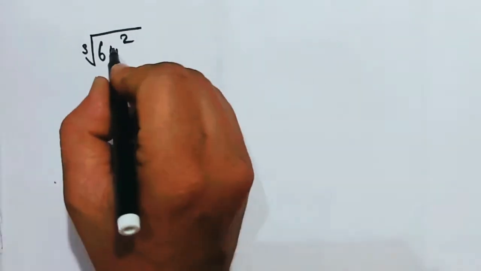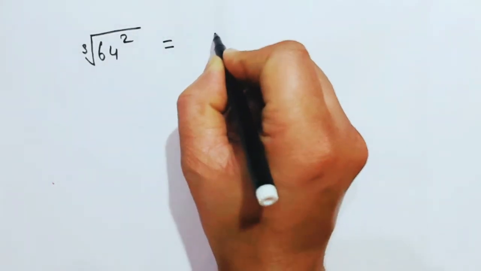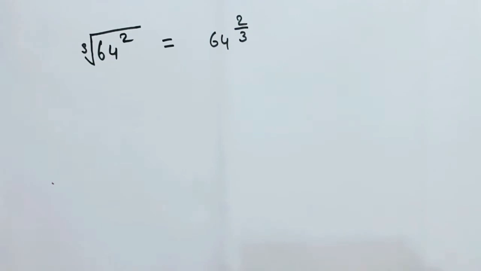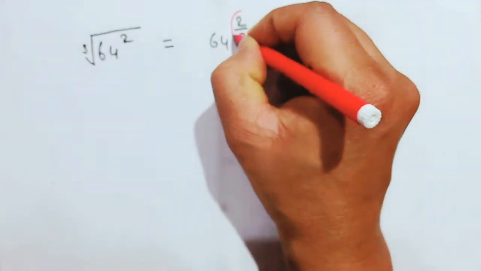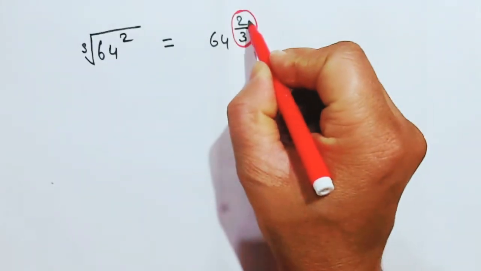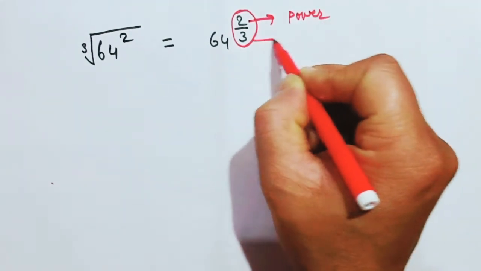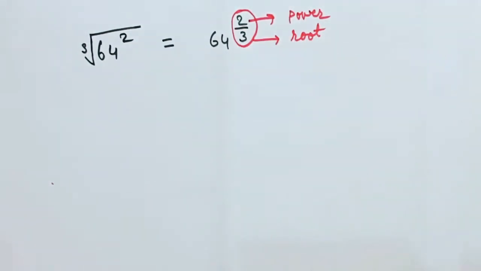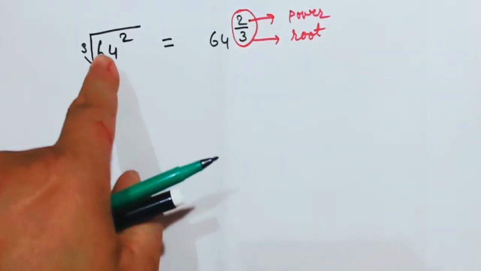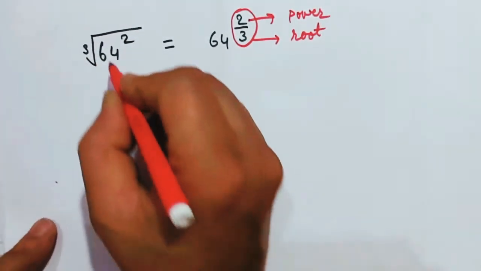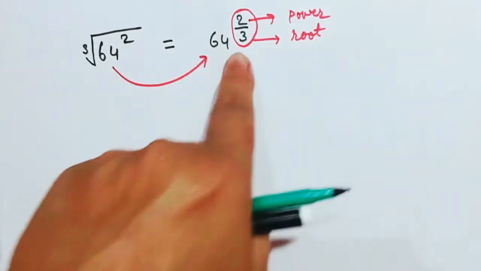Okay, this can also be written as 64 to the power 2 by 3. It means if you have been given a power in its fraction form, the top one, this 2, becomes your power, while this 3 becomes your root. So 64 to the power 2 by 3 can be written in this way: 64 squared, cube root. Or if this is given, you can convert it into this form.